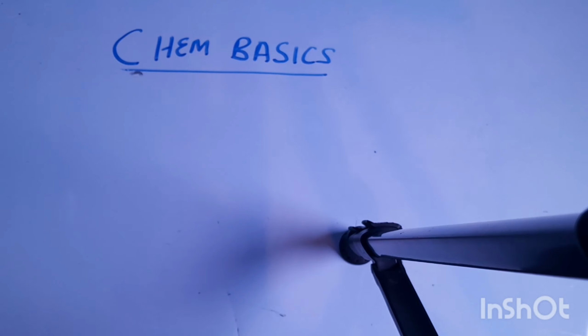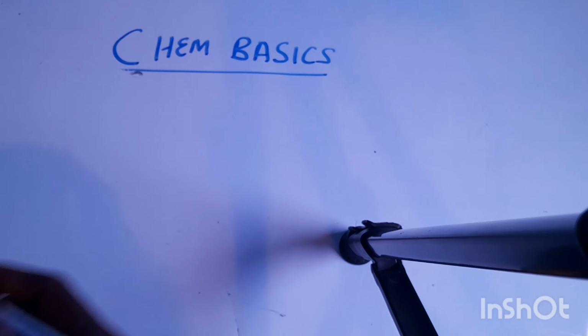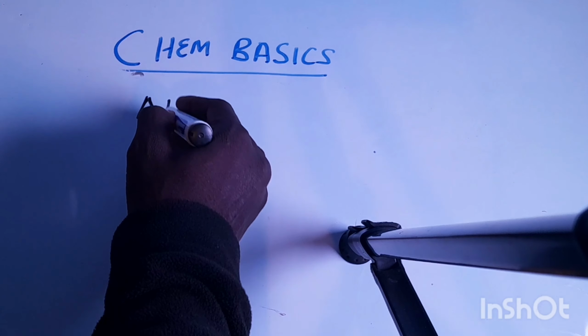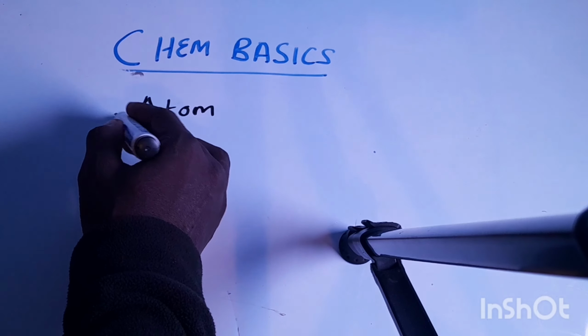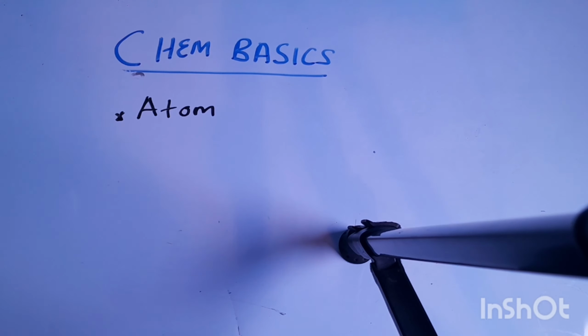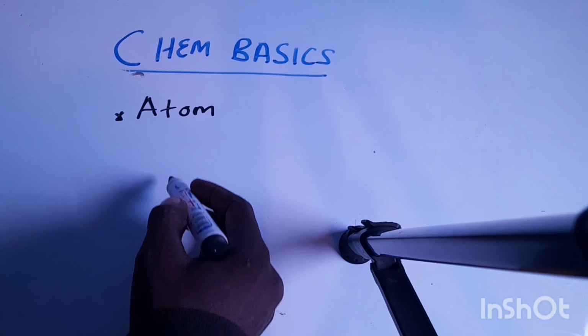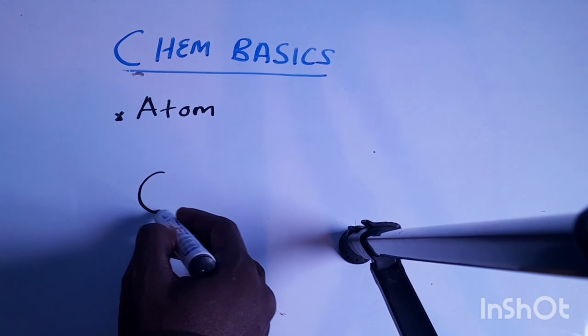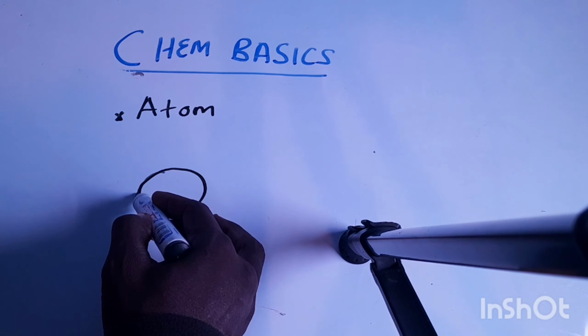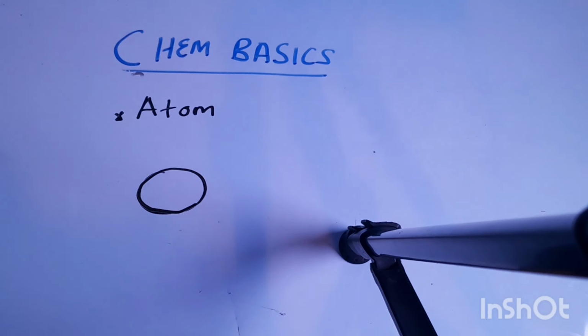Let's start. As I said, we're going to start with atoms, right? So what is an atom? An atom is a building block of each and everything on the planet. This is how the atom is made up. I'm trying to explain all the parts of an atom. An atom has a nucleus. So this is the nucleus of the atom.